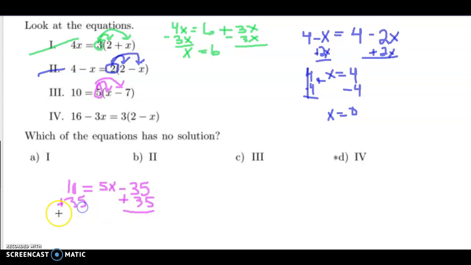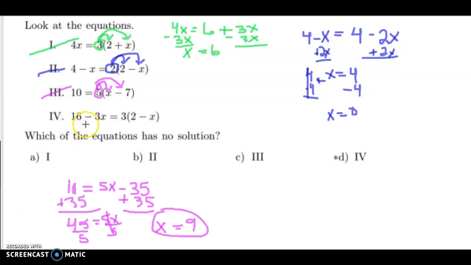By adding 35 to both sides, I get 45 equals 5x. I'm going to divide both sides by 5. And it looks like these cancel out. I'm left with x equals 9. Alright, well there's one solution here too. So 3 can't be my answer.